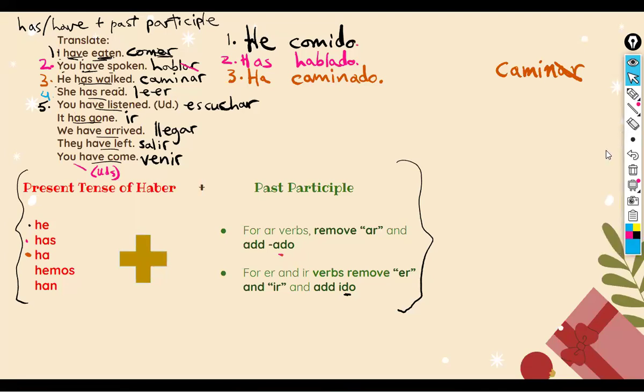What's the next one? She has read. Okay, so slight irregularity with this, but the principle is the same, and then I'll show you, there's just an accent on the I. All right, so she has, "ha" again, right? Leer. Cross off the ER, we add IDO, right? It's just that leído has an accent on the I, right? So "ha leído", slight irregularity.